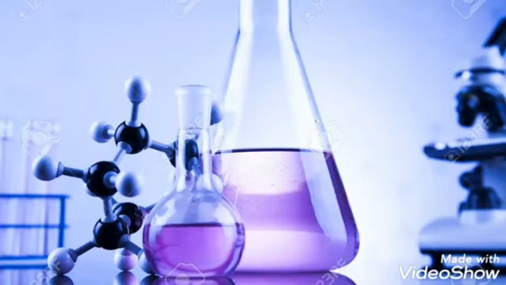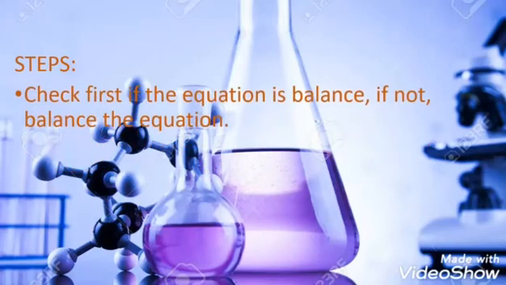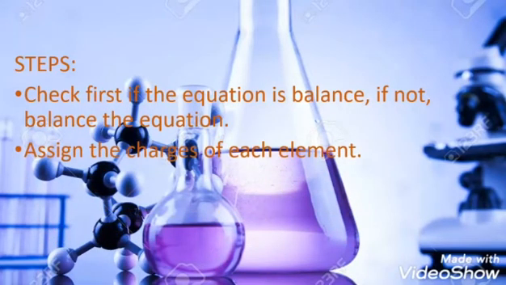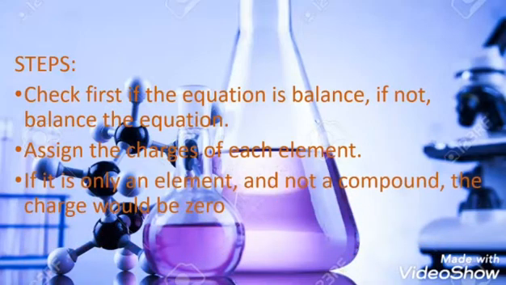Let us now start writing the half equation for oxidation and reduction reaction. I have here some steps that you could follow before you write the half equation. First, check if the equation is balanced, and if not, balance the equation. Second, assign the charges or the oxidation number of each element or compound.